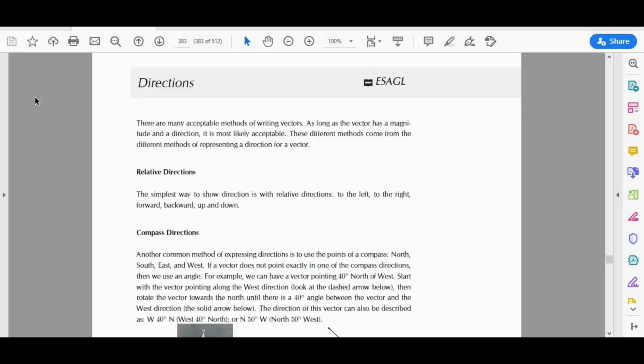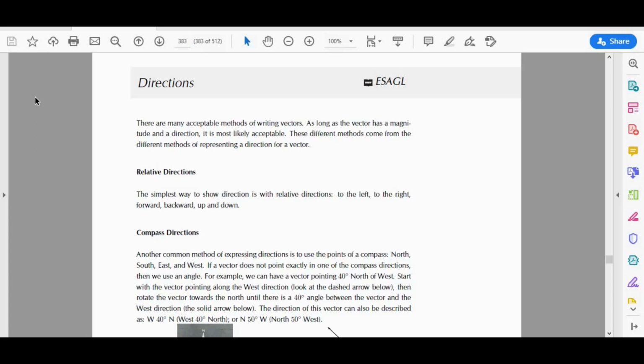Directions. Okay, now we've talked a lot about directions. We know vectors have direction, yes, but there's more than one type of direction that we can use to represent a vector in given scenarios. So relative directions is the first type, as indicated here in the Siyavula textbook for Grade 10. These are your directions, in other words, forward, backwards, to the left or to the right, up and down. In other words, there's no real specific compass direction on it. It's just normal everyday directions.